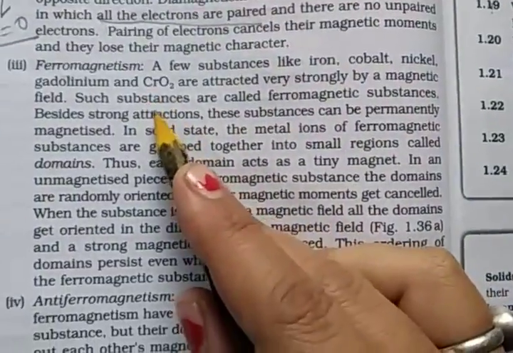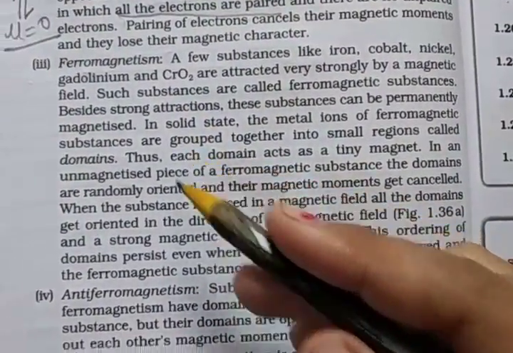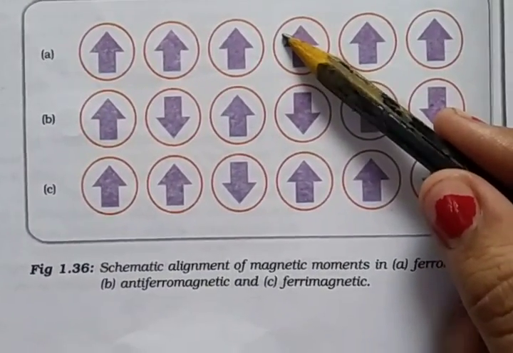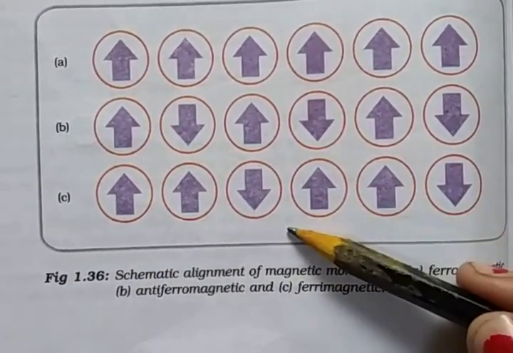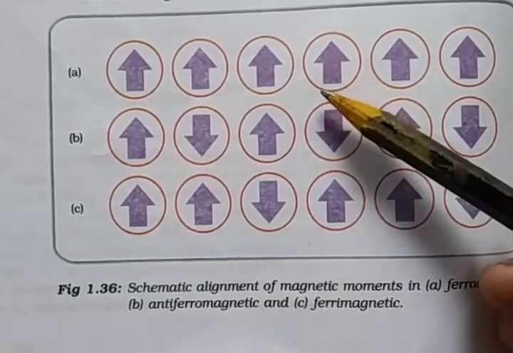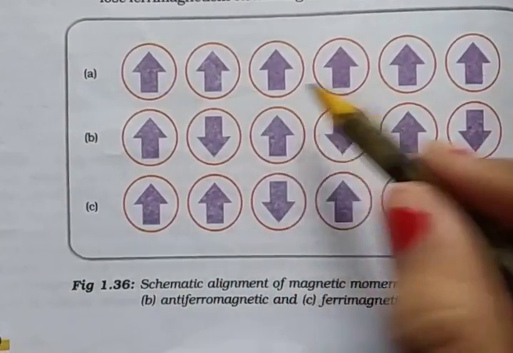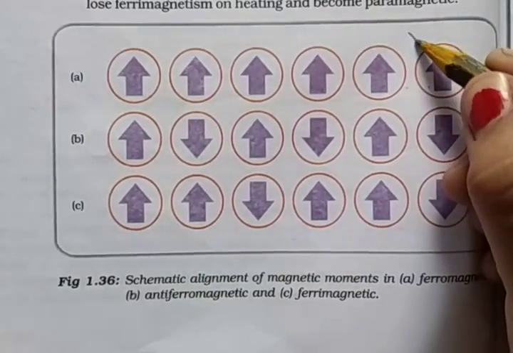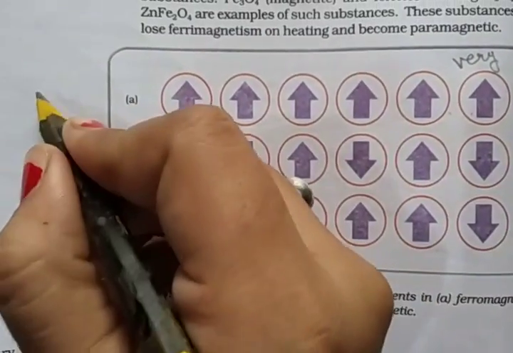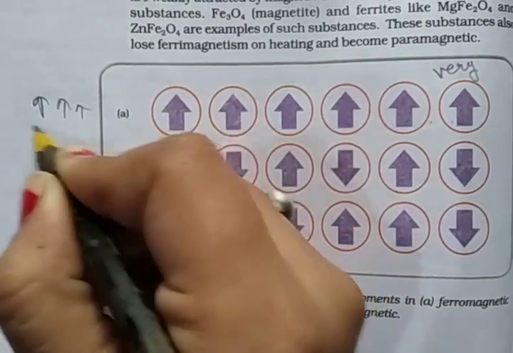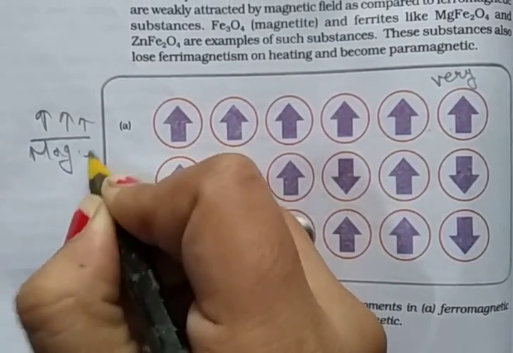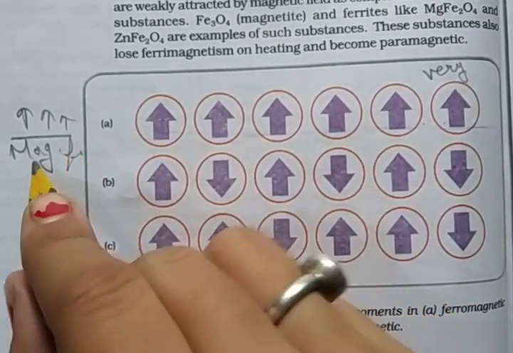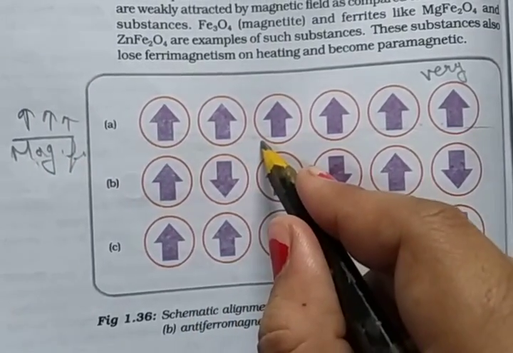Third one is ferromagnetism. See this diagram: ferromagnetism, antiferromagnetism and ferrimagnetism. Examples of ferromagnetism are iron, nickel, gadolinium and CrO2, which are attracted very strongly. Whenever a magnetic field is applied, in ferromagnetic substances everything aligns in the direction of the magnetic field, so they are strongly attracted by the magnetic field.